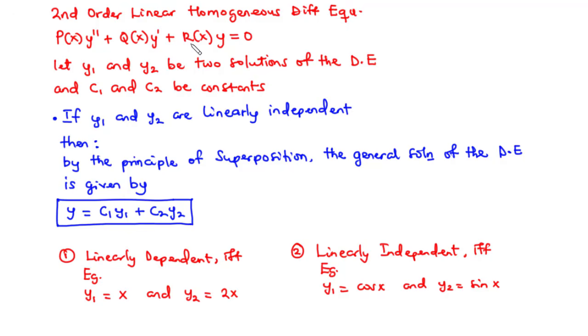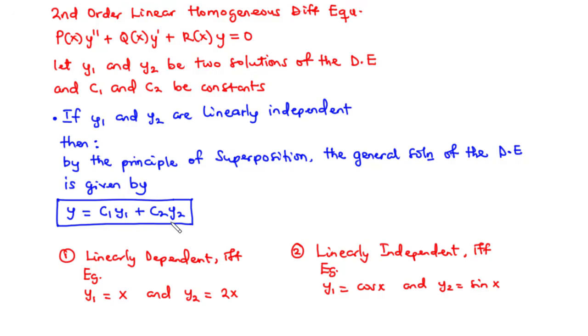So back to what we started with. Given a second order linear homogeneous differential equation, what we are trying to say is that if we have two solutions which are linearly independent, in this case y1 and y2, and we have c1 and c2 to be constants, then the general solution by the principle of superposition is given by y equals c1 times y1 plus c2 times y2.